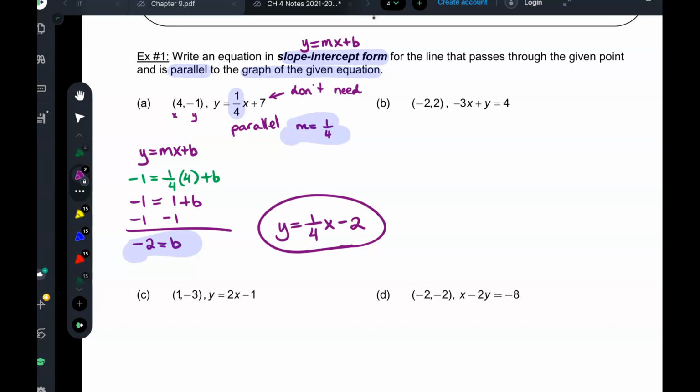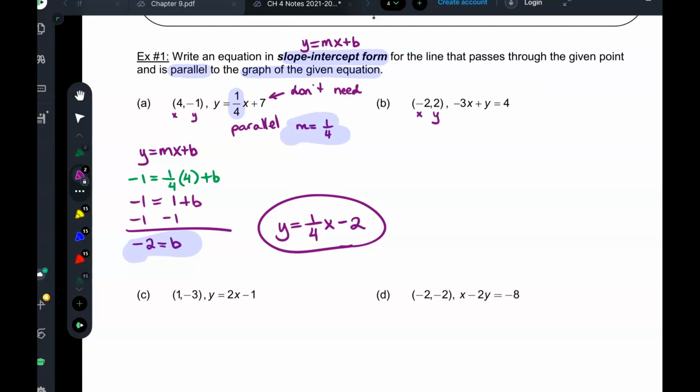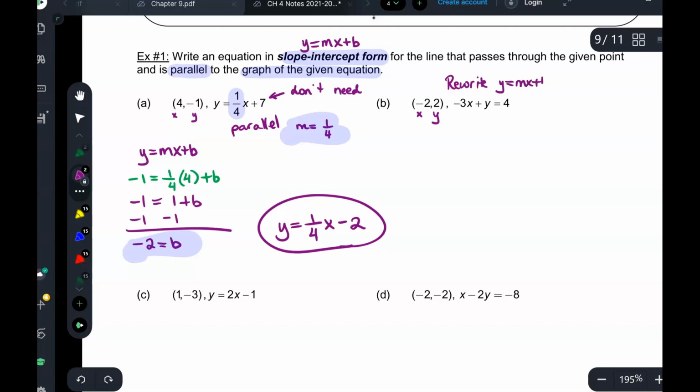Okay, let's take a look at B. I have an ordered pair, x and y. I need to figure out what is the slope of this line. Well, it's not negative 3. It's y equals 3x plus 4, because it's not in y equals mx plus b form, so we need to rewrite it so that we can identify the m.